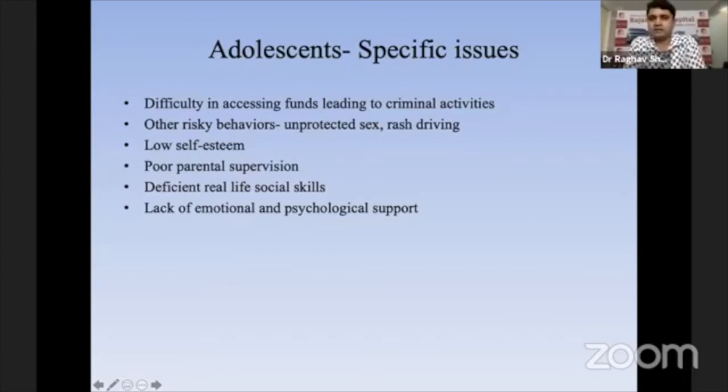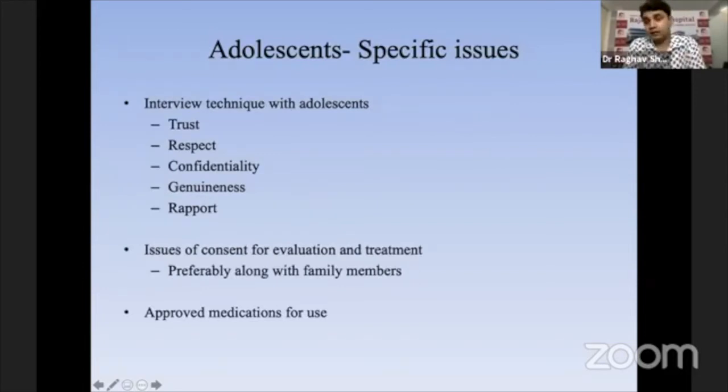And then interviewing and forming a rapport with an adolescent is much different and sometimes even more difficult than with an adult, because we have to understand the developmental level, the level at which these people are functioning, the classes in which they are studying, their peer groups, and along with all that, a lot of trust, respect, and a feeling of confidentiality needs to be conveyed to these adolescents.